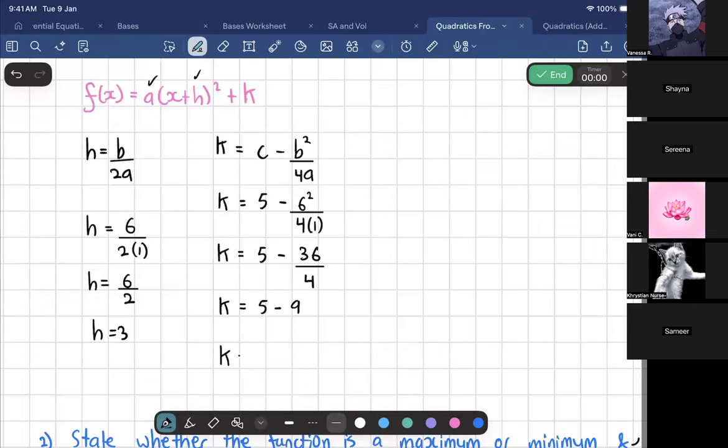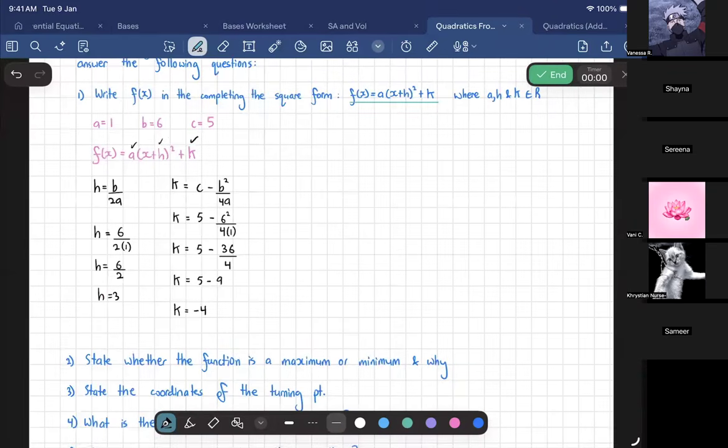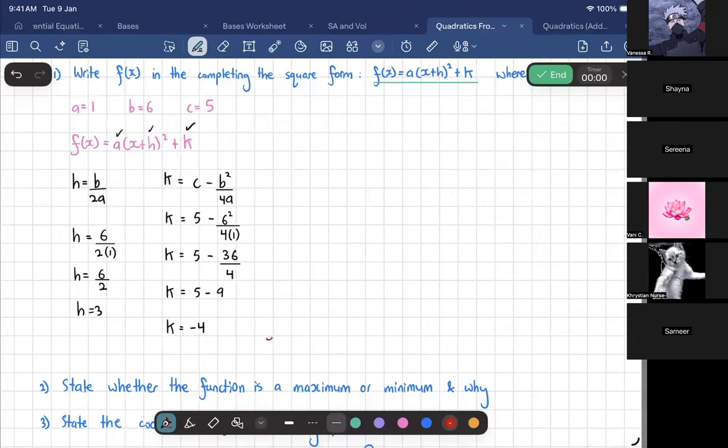5 minus 9 is -4. Big up yourself with directed numbers. Nice. Do we now know what A, H, and K are? Yes, sir. Right. So now I can write this in completed square form. It'll be 1 brackets x plus 3 brackets squared, plus 4 by negative, so a positive by a negative is a negative. You just simply write -4.